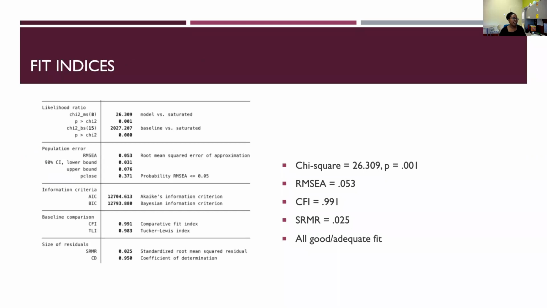So here are those fit indices again. As we already saw, these are all adequate or good fit. So this is our two-factor model. We can see that it looks really good. So that answers that question, right? We have a good sense that this is how the data is representing these 6 items.